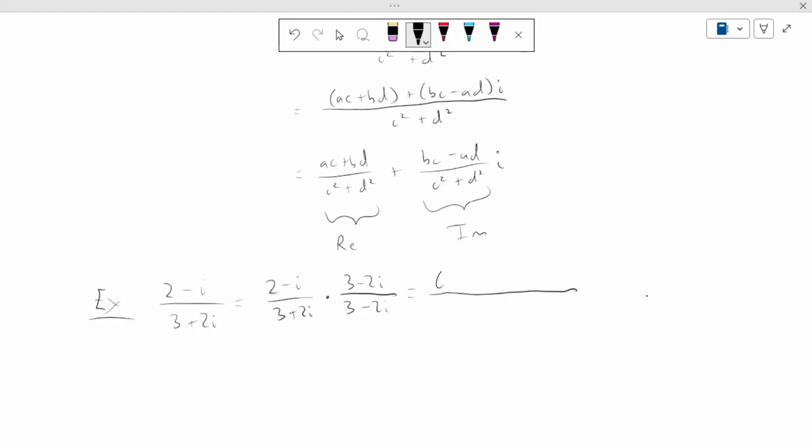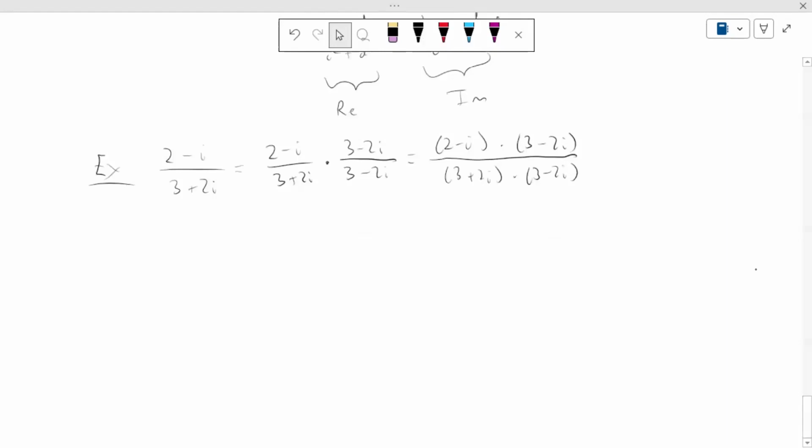Okay, I'm going to simplify my numerator here. So I have (2 - i) times (3 - 2i). In my denominator, I have (3 + 2i) times (3 - 2i), right? Okay, so that's what we have so far. In my numerator there, let's go ahead and FOIL it out. So 2 times 3 is 6, minus 4i. I have this minus i times 3, so I'm going to get minus 3i. And then I have minus i times negative 2i, so it's going to be a plus 2i squared.